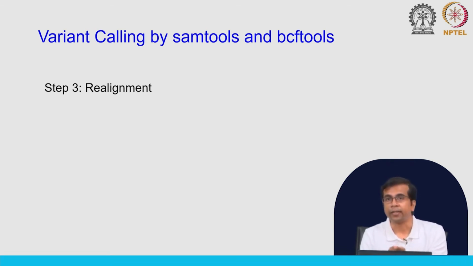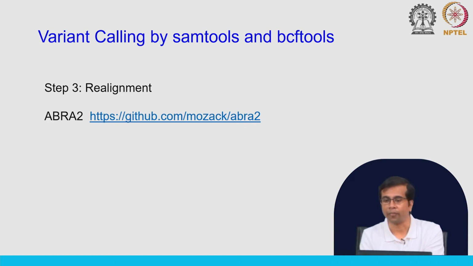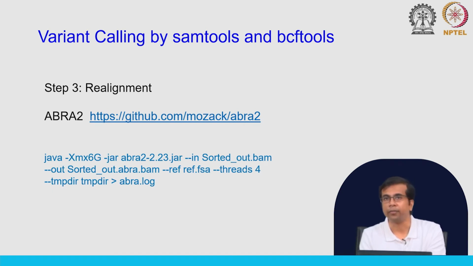So coming to the next step, which is the realignment. Realignment cannot be done with SAMtools or BCFtools, they do not have any such function, but we can use another standalone tool called Abra2. Here is the link where you will find this package, and you can download and install it. It's very simple. You just download one single file, the compiled version, and simply run it. It requires Java, and this is the command that we'll use. Again, I'll explain what this command actually means, and we'll run it.